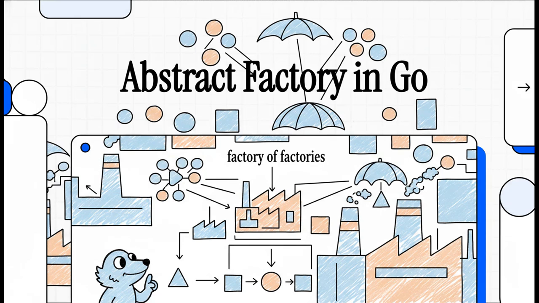All right, let's dive in. Today, we're going to tackle one of the heavy hitters in software design, the abstract factory pattern. We'll break down how this factory of factories helps you manage whole families of related objects, and then we'll get our hands dirty and actually build one in Go.